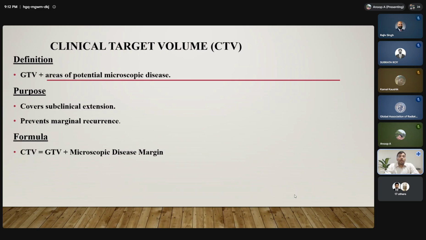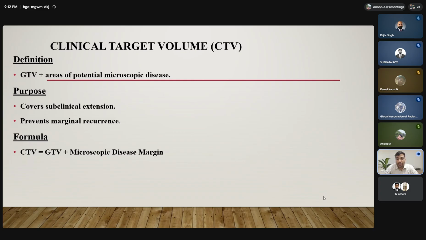Next, clinical target volume, CTV. The definition is CTV is equal to GTV plus area of potential microscopic disease, because the microscopic cancer cells are too small to appear on any CT, MRI, or PET scan. The CTV cannot be seen directly. Radiation oncologists must deduce where it is using medical knowledge and anatomy. They determine the CTV based on three main factors: standard expansion margin, natural anatomical barriers, and high risk lymph nodes.